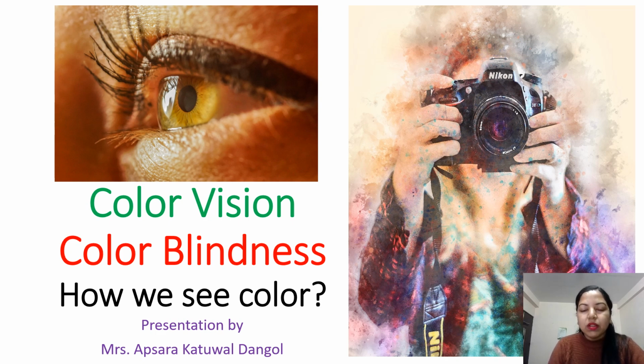Today we are going to discuss color vision, color blindness, and answer the major question: how do we see color? So in this section, sensation and perception, color vision and color blindness is a very important topic. Let's discuss it.